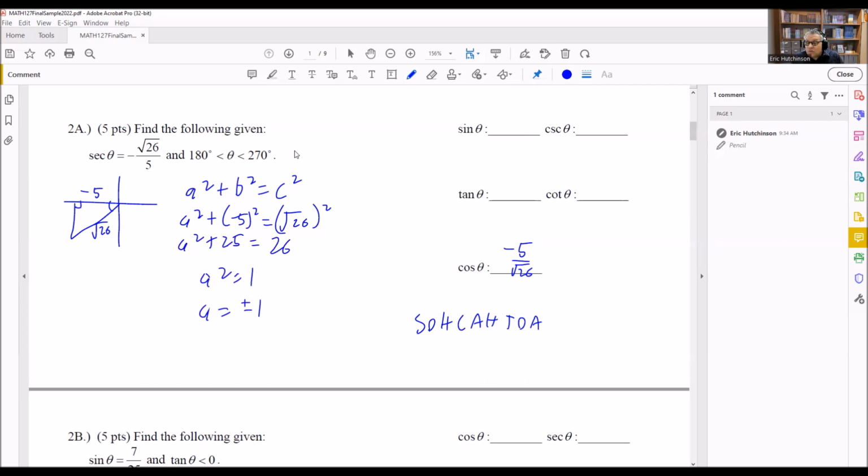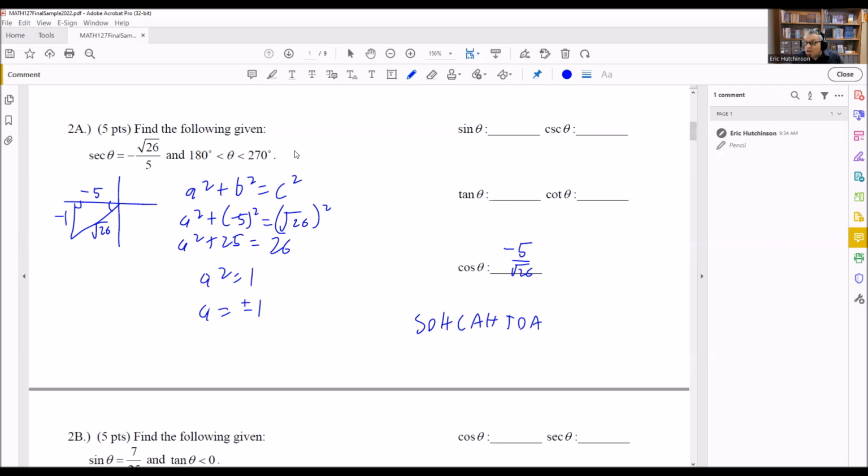Now we need to choose based on the quadrant we're in here. This vertical side, this is below the y-axis, or the x-axis, I should say. It's below the x-axis, which means that that's going to have to be negative here. Okay, so the opposite side is now going to be negative. So now we have our triangle complete. We're ready to now use the definitions to fill in the rest of this.